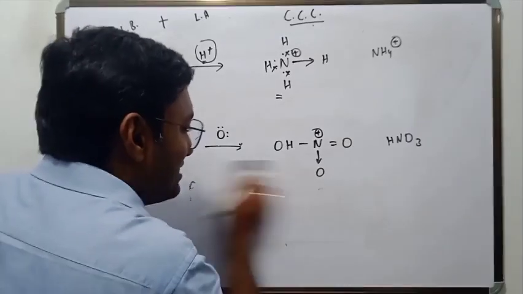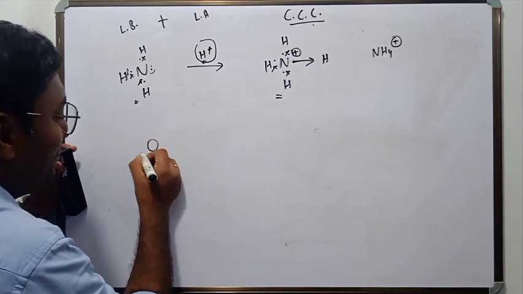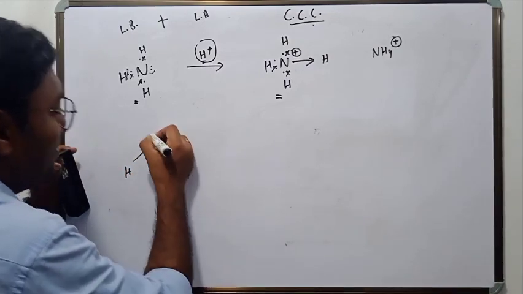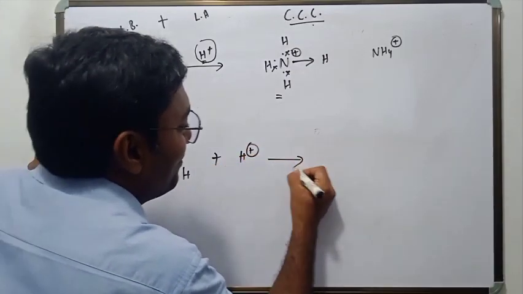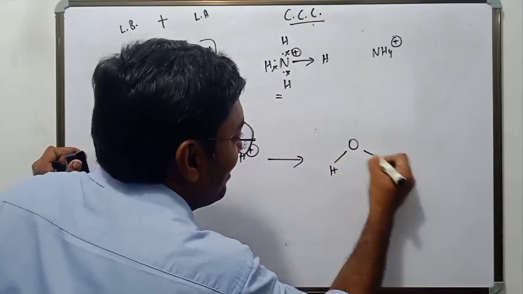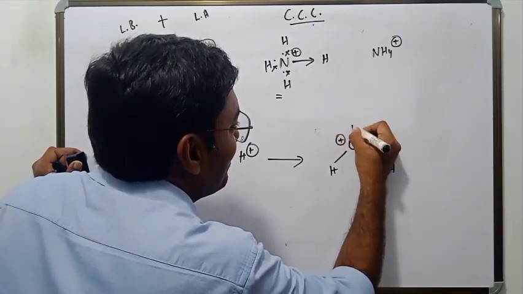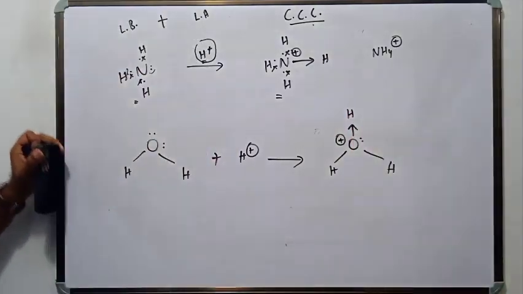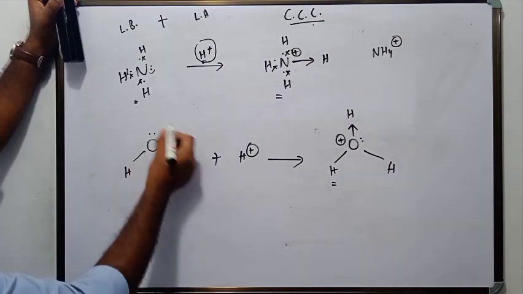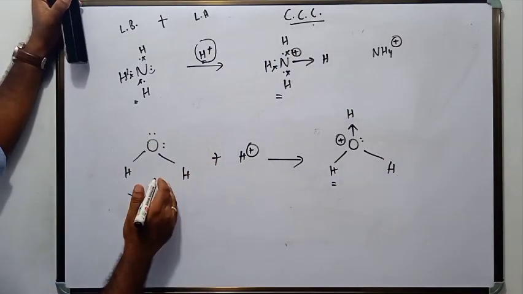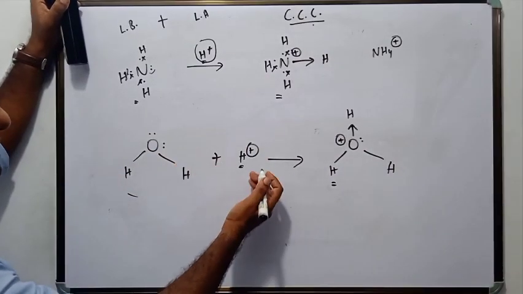One more example, a very interesting one that I want to show you. This is our water, right? Now we are going for a coordinate covalent compound, H3O+. This is H3O+. The water molecule was already stable, and H+ we are introducing from outside. We are trying to protonate water. We are introducing acidic condition.